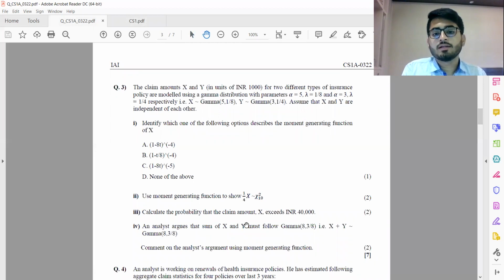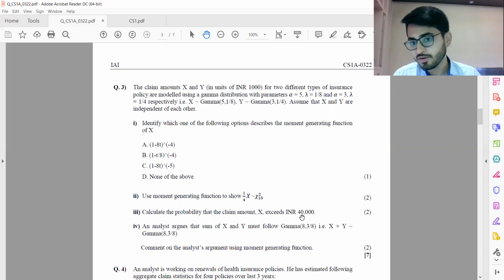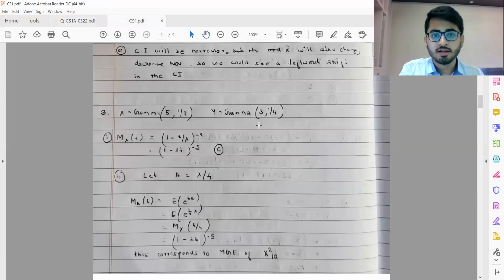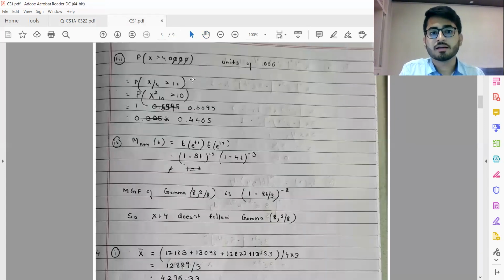Next part is to calculate the probability that the claim amount exceeds 40,000. Remember that here the claim amounts X and Y are in units of 1,000, so this would actually be 40 only, because we're already working in units of 1,000. This should have come while reading the question. Even if not, if you had written X greater than 40,000 and tried to solve it, you would have seen that the answer comes out to be 0, because it's the probability of chi-square being greater than a very, very large value. If you had read the question again and seen the units, you would have realized that the expression you're looking for is the probability X greater than 40. I started with 40,000, then realized something looked off, and then straight away saw the units of 1,000. So it's the probability X greater than 40.